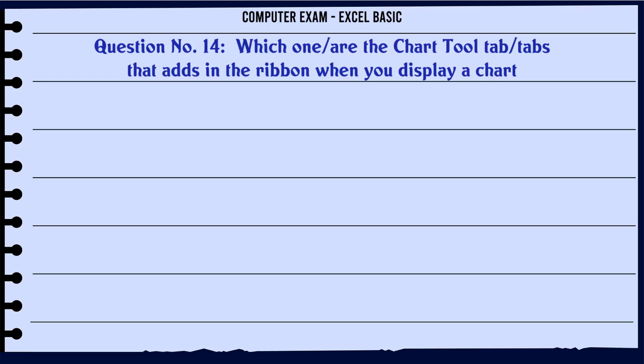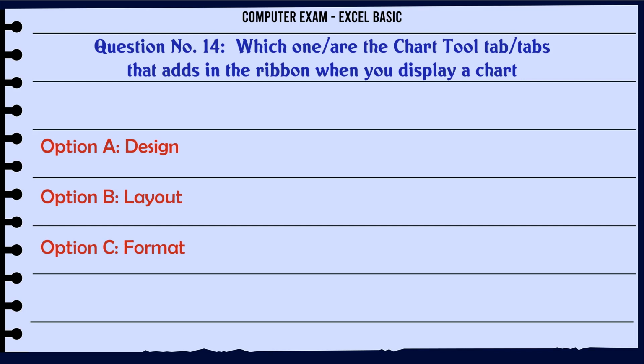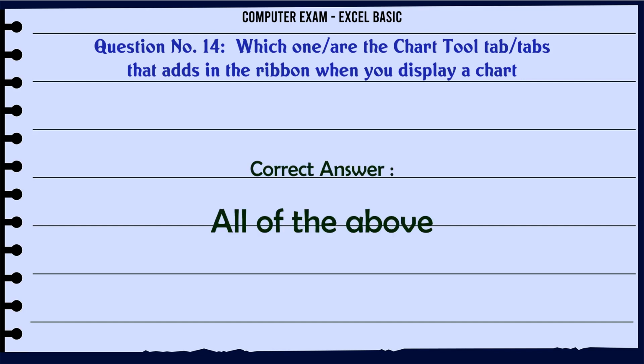Which are the chart tool tabs that are added to the ribbon when you display a chart? A. Design, B. Layout, C. Format, D. All of the above. The correct answer is all of the above.